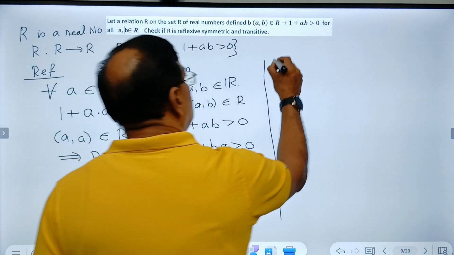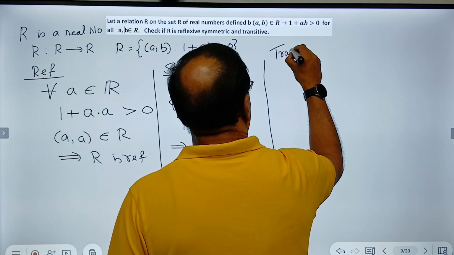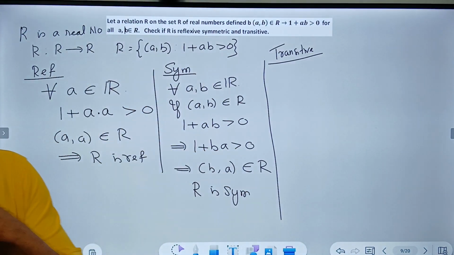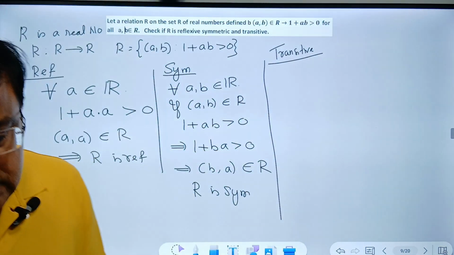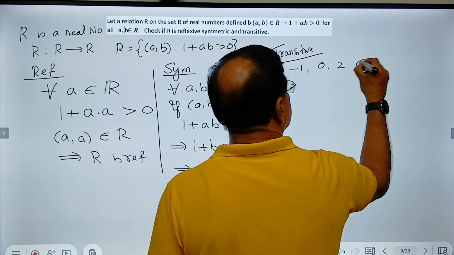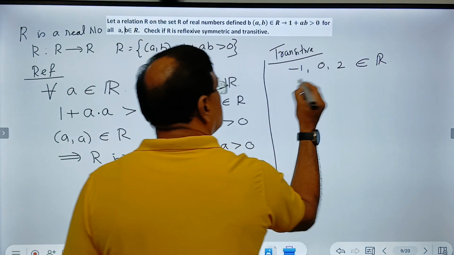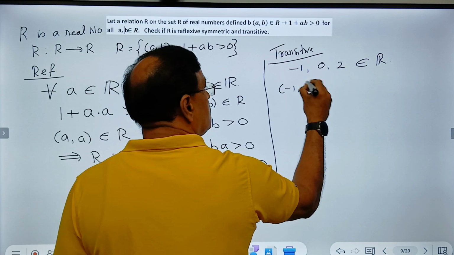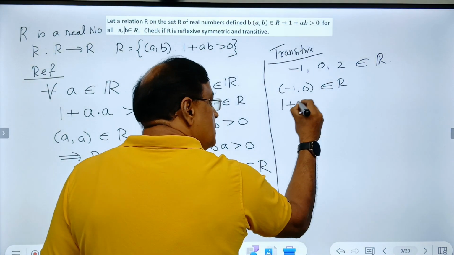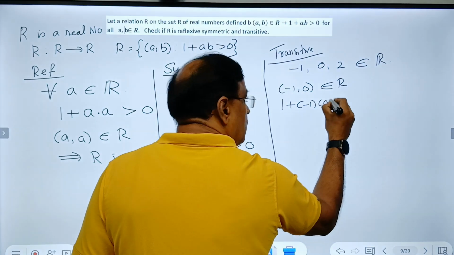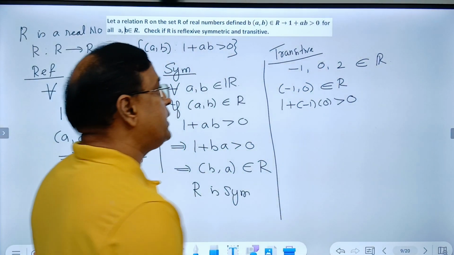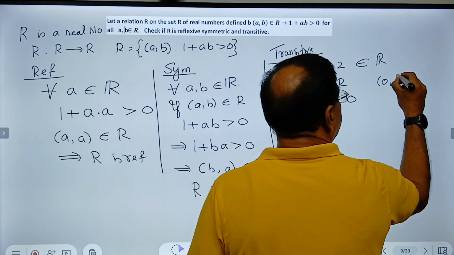Now I am going to talk about transitive. Now what do I do with transitive? Let me take an example. Let me take say 3 examples. I will take -1, 0 and 2 belongs to real numbers. So clearly (-1, 0) belongs to R. Why? 1 plus (-1) times 0 is always positive, correct? Also you can see (0, 2) belongs to R.